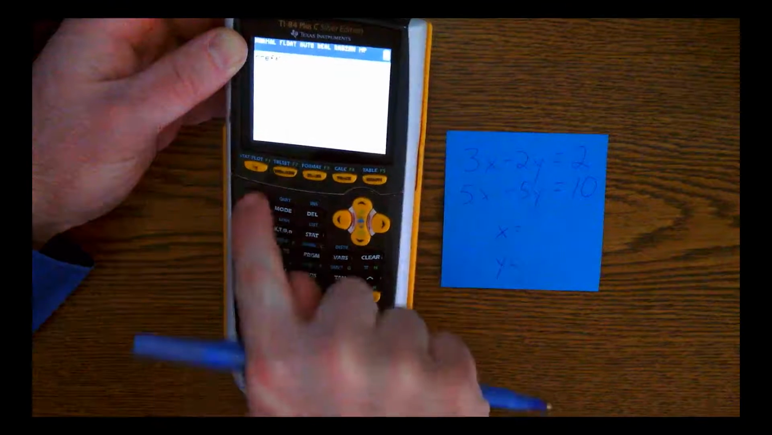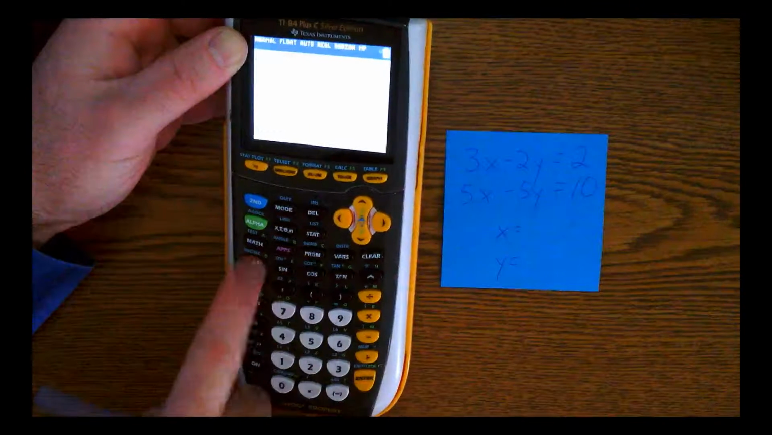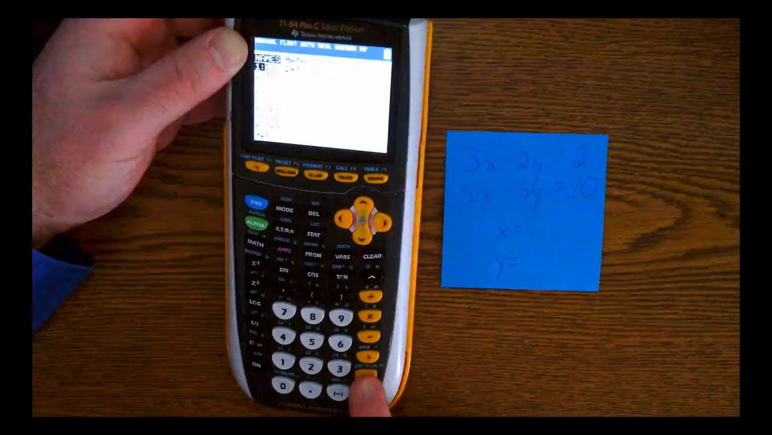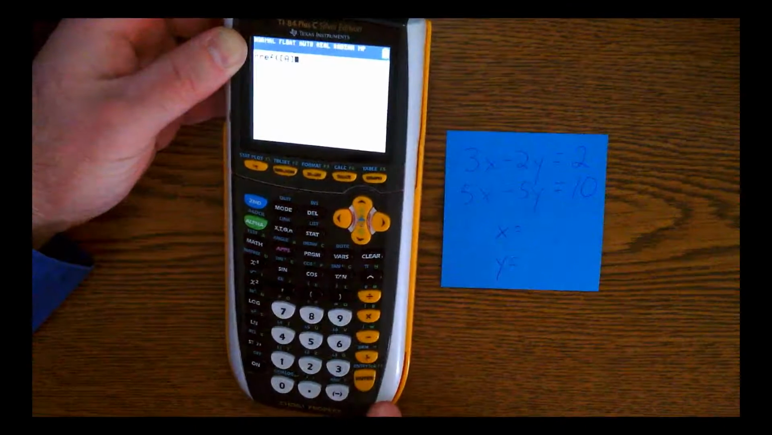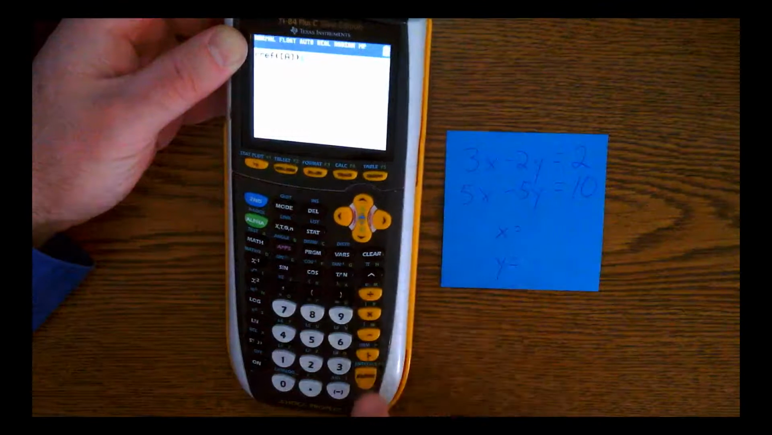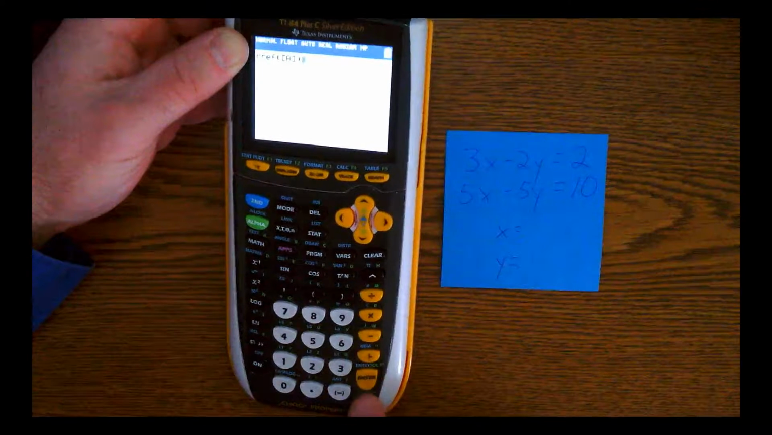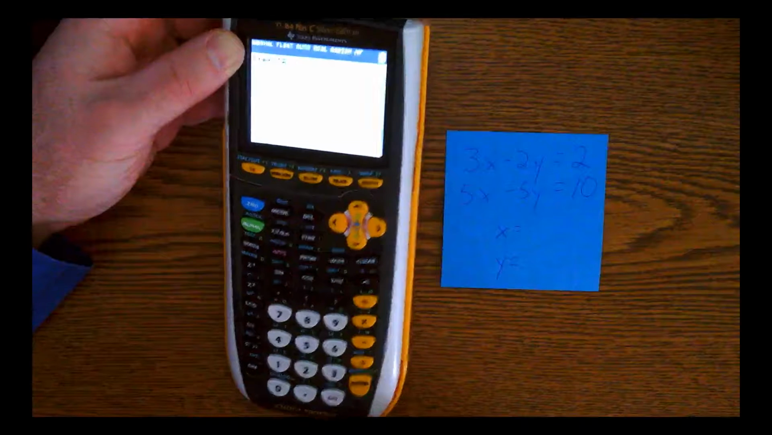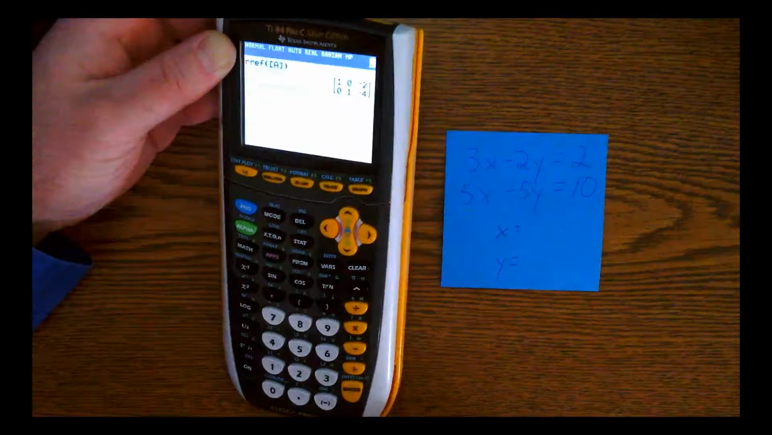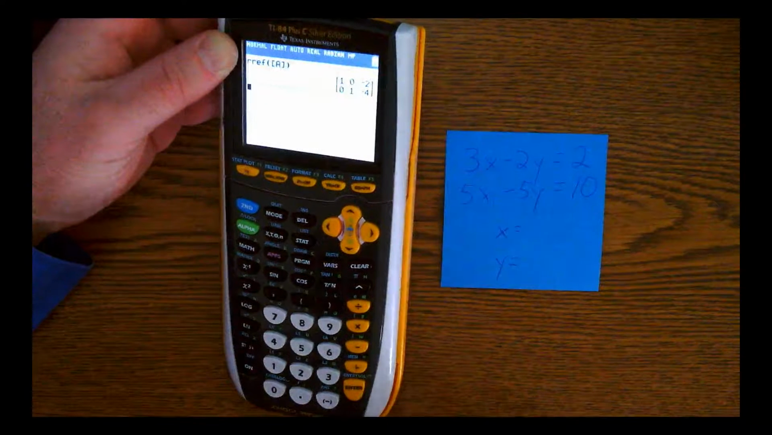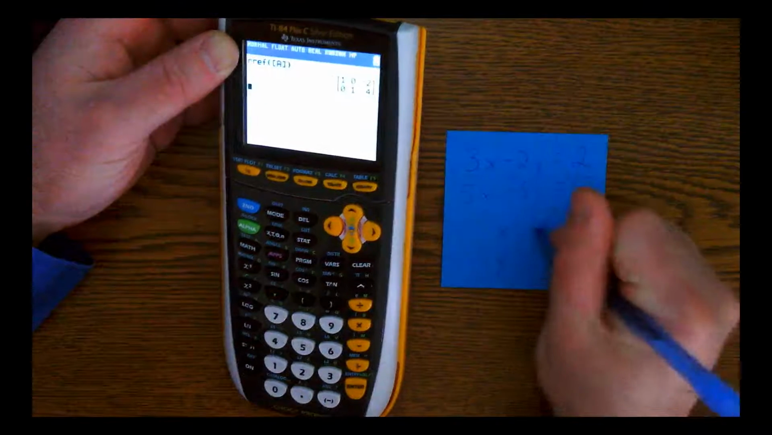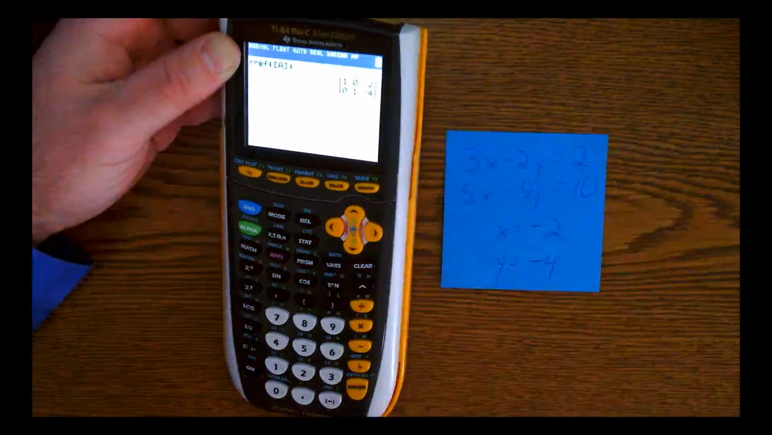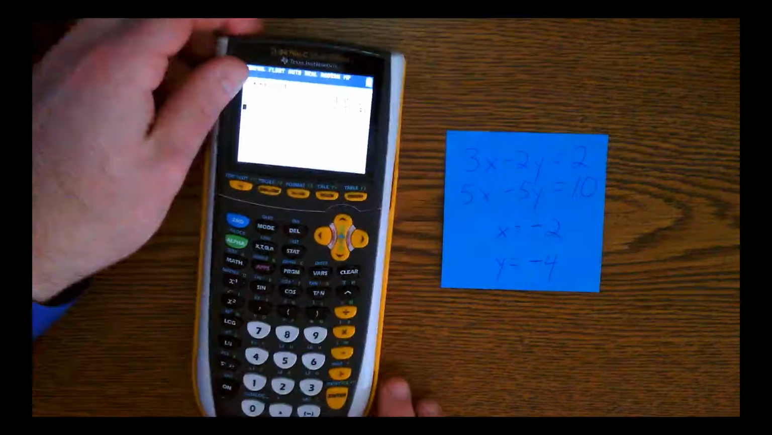Now we need to tell the calculator which matrix we want to perform that on. So second x to the negative 1, and we want to perform it on matrix A. So enter. I'm going to close my parentheses. I don't think you have to do that, but I like to. And then enter, and it gives you another matrix. And the numbers that are on the right are your x and y values. So x is negative 2, and y is negative 4. And that solves that system.